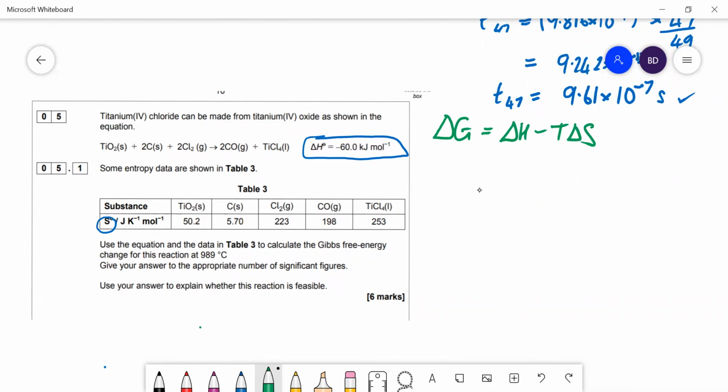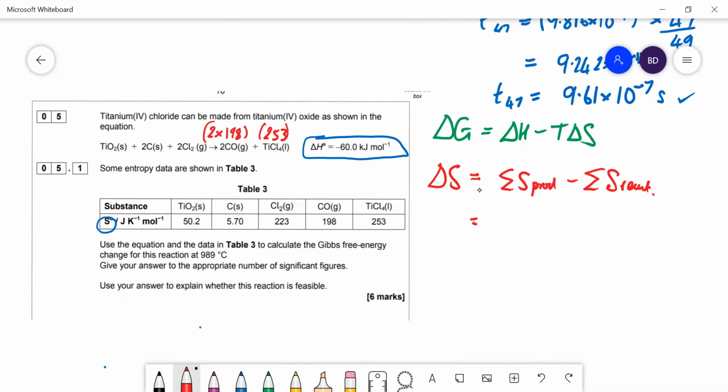So what we do is we work out the entropy of the reactant. So delta S is equal to the sum of the entropies of the products, minus the sum of the entropies of the reactants. So that's 253 for that there. We've got 2 moles of carbon dioxide, so it's 2 times 198. Add that lot together. So the delta S of the products comes to 649 joules per Kelvin per mole.